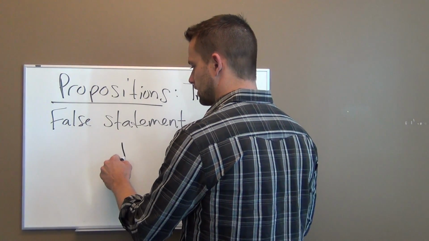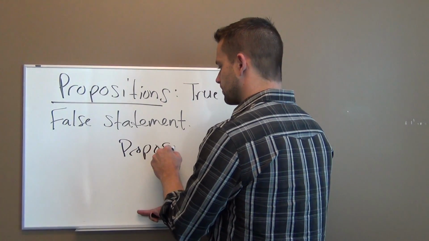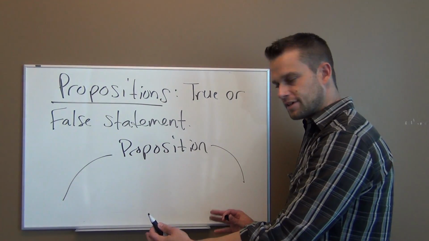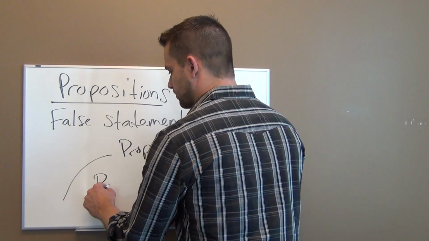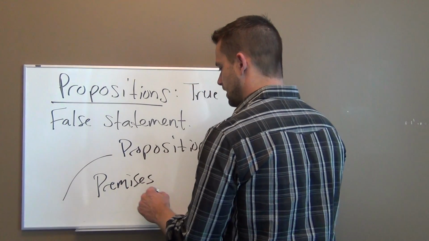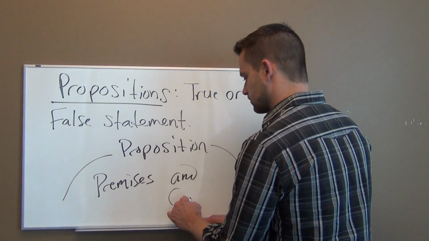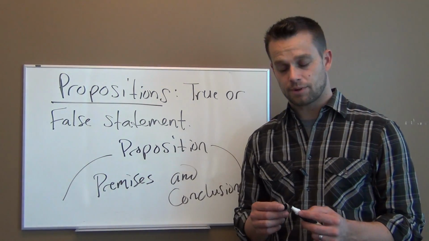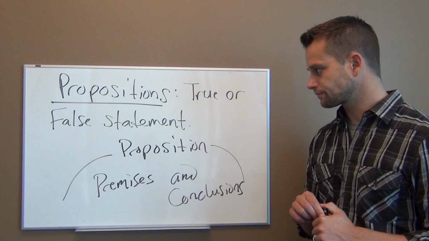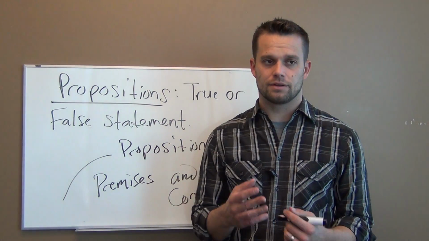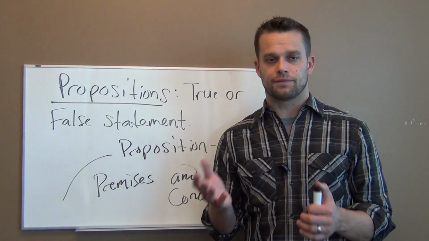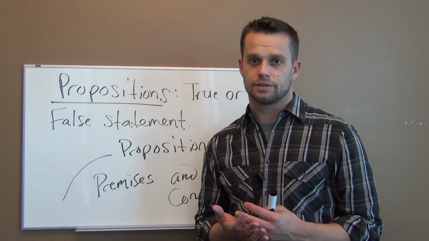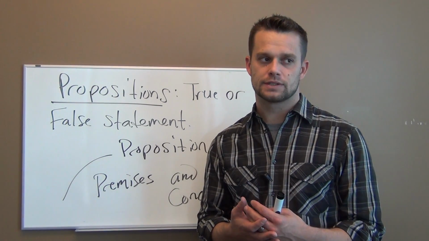And so if we think of it in this sense, a proposition is like an overarching concept. Propositions include both the premises and the conclusions of our arguments. So our premises and conclusions need to be propositions, true or false statements. Now we might not know the truth or falsity of a statement, but so long as it has the potential to be true or the potential to be false, that also counts.